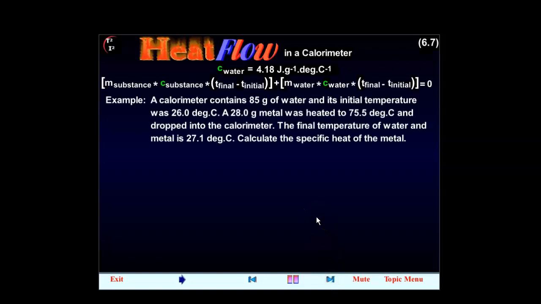Example. A calorimeter contains 85 grams of water and its initial temperature was 26.0 degrees Celsius. A 28.0 gram metal was heated to 75.5 degrees Celsius and dropped into the calorimeter. The final temperature of water and metal is 27.1 degrees Celsius. Calculate the specific heat of the metal.